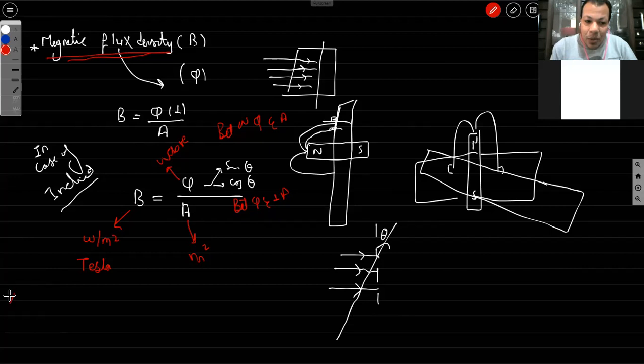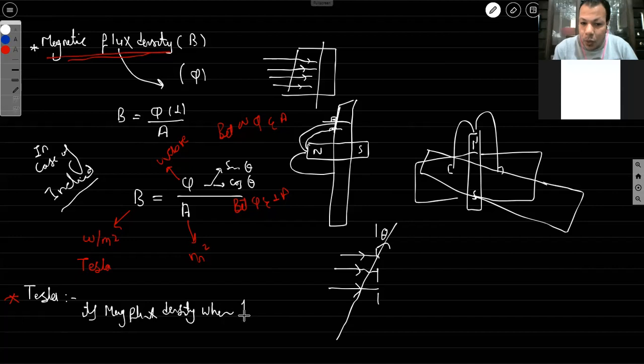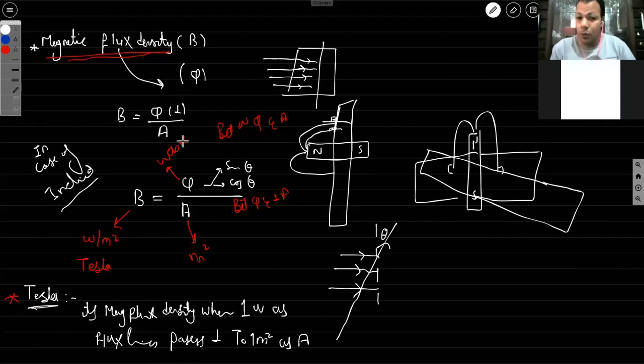So if he asks you to define Tesla, or what is meant by Tesla, it is the magnetic flux density when one Weber of flux lines passes perpendicularly to 1 meter squared of area. So this is the meaning of Tesla. So one Tesla is equivalent to one Weber per meter squared.